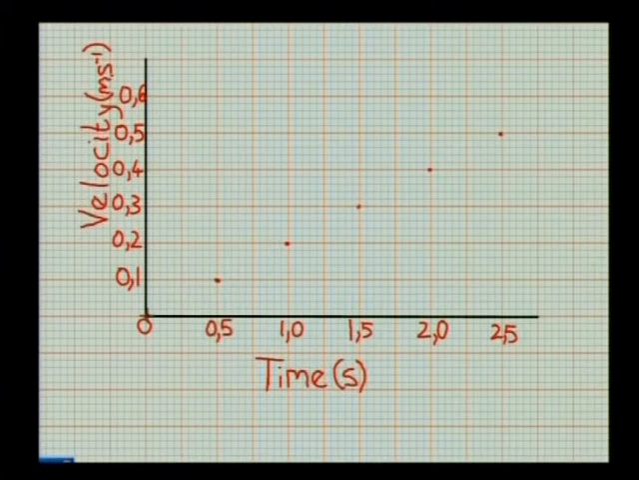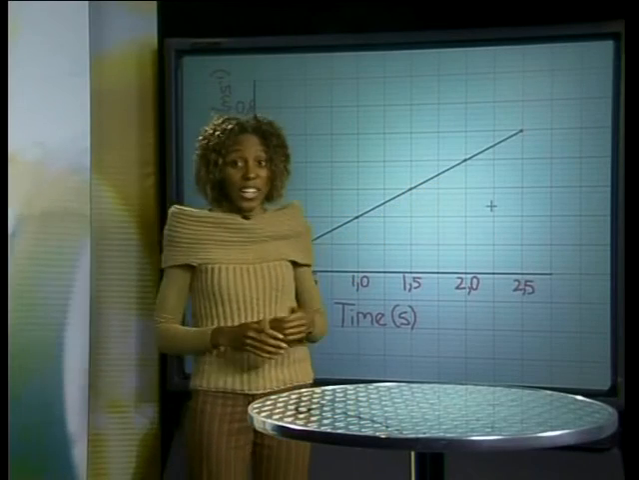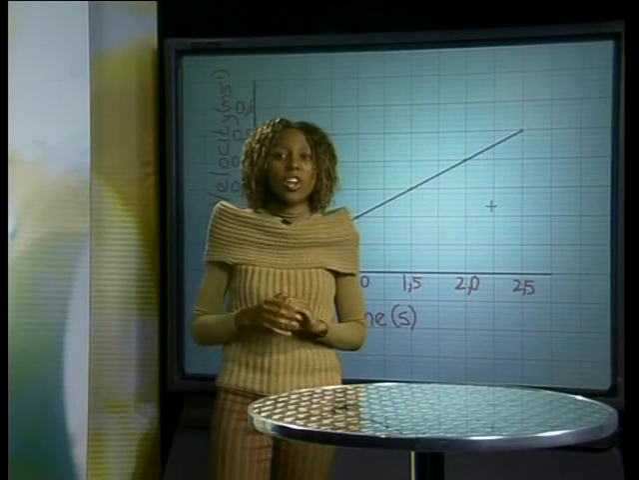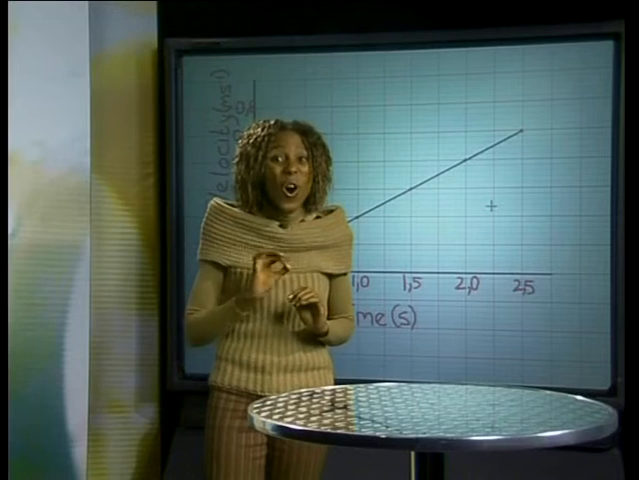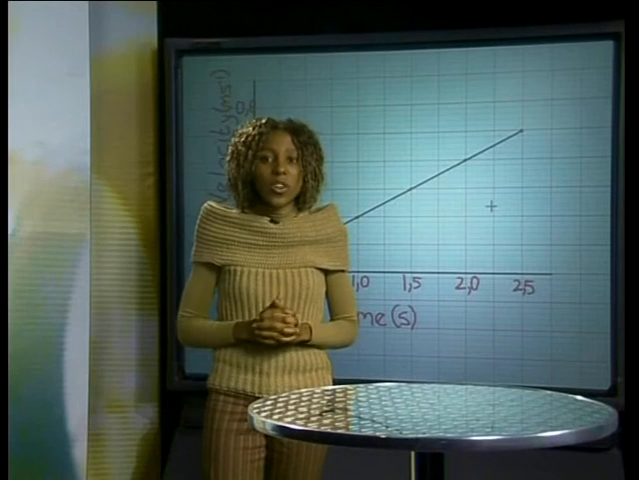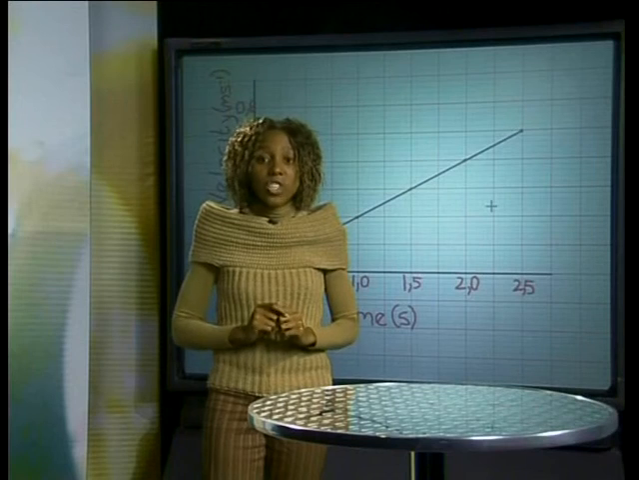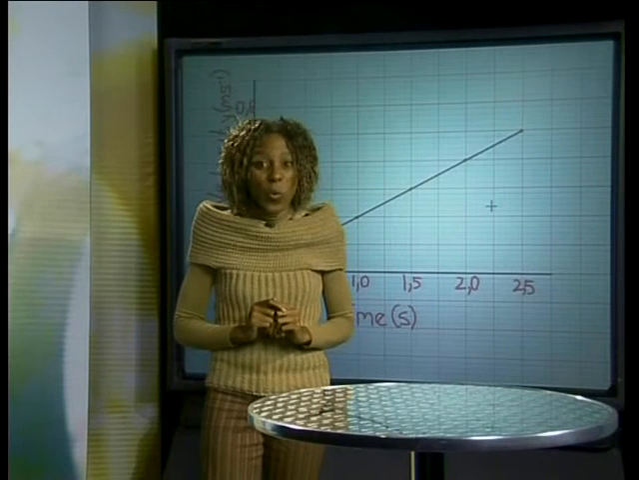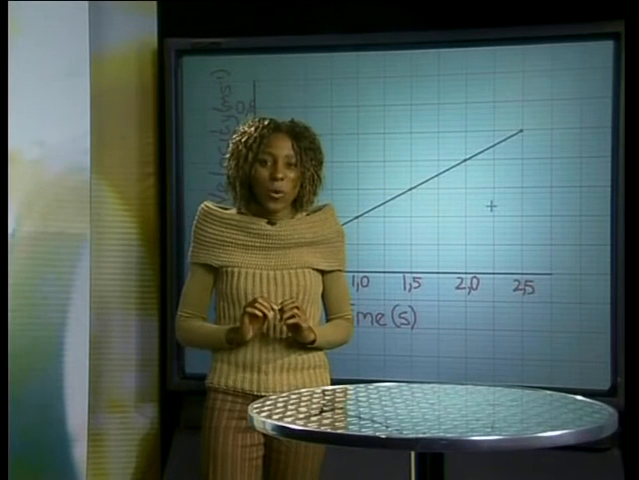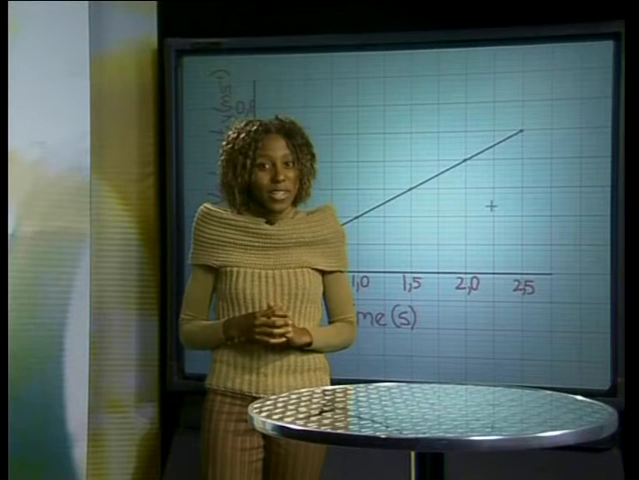Let's look at the shape of this graph. Can you see it is a straight line graph with a constant gradient? This constant gradient tells us that the change in velocity per unit time is a constant, so the increase in velocity is uniform. Remember, the rate of change of velocity is acceleration, so the trolley was accelerating uniformly.